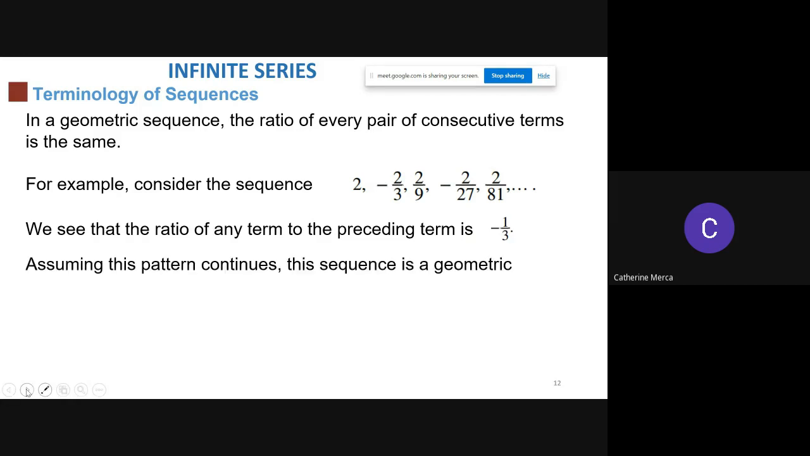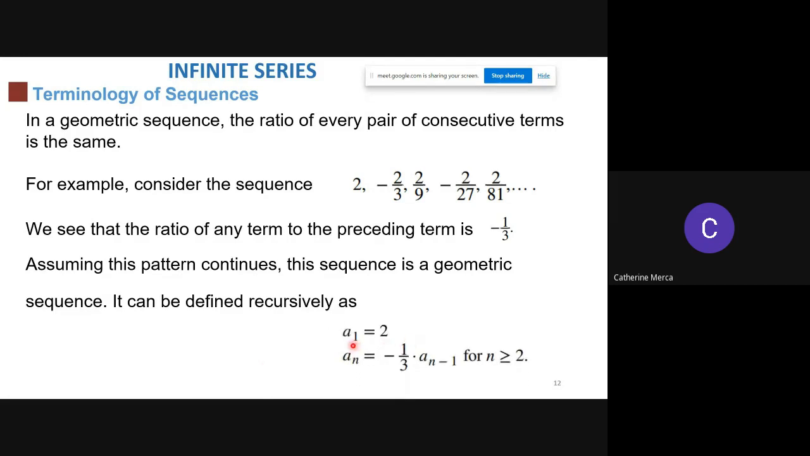The next term, assuming this pattern continues. This sequence is what you call a geometric sequence, and you can define it recursively as follows. You have a sub 1 equals 2, a sub n equals negative 1/3 a sub n minus 1 for n greater than or equal to 2. Because if you make use of your recursive definition in finding the formula, you need to know what is the next term prior to a sub n. This is quite difficult, di ba? Especially kung very large number na itong a sub n unless given ng a sub n minus 1.